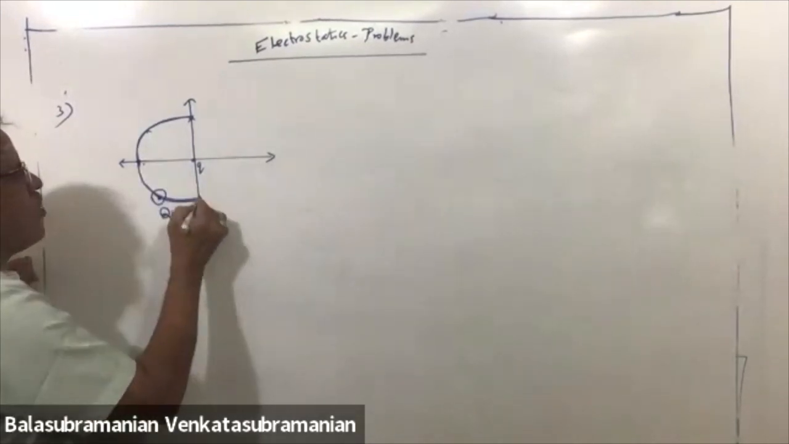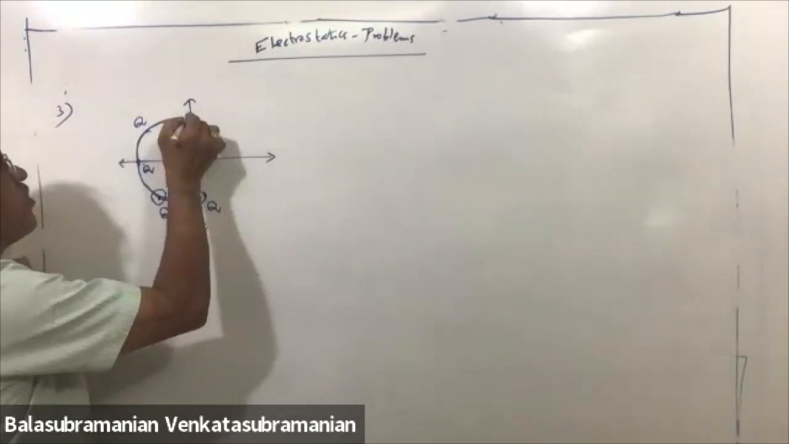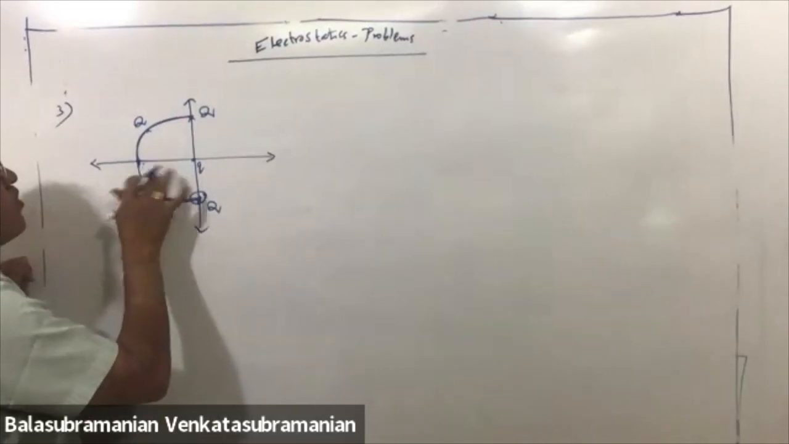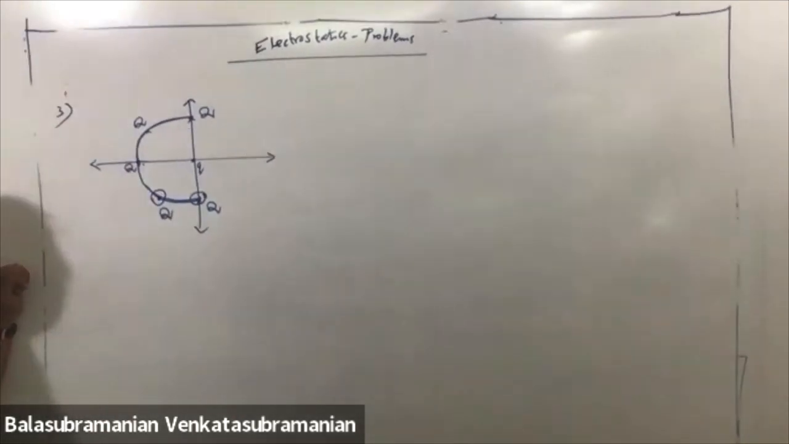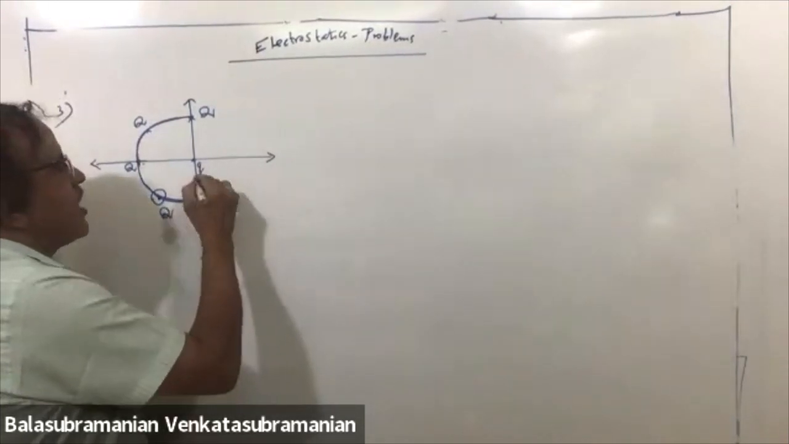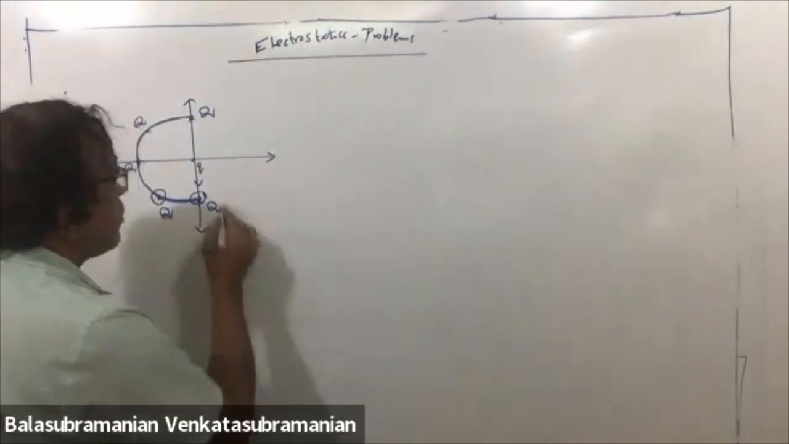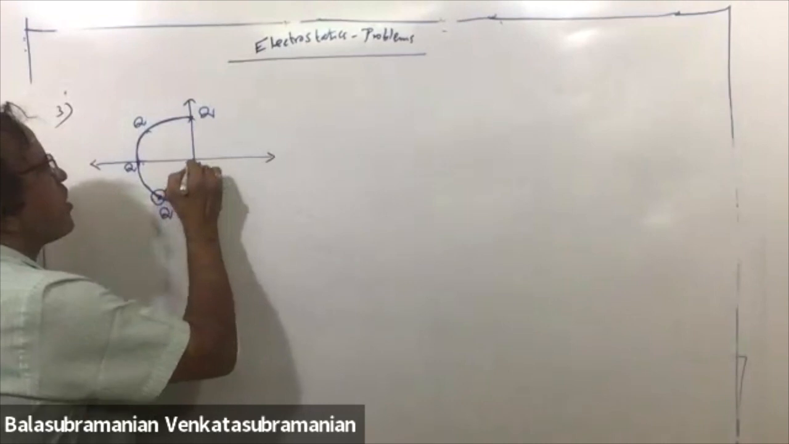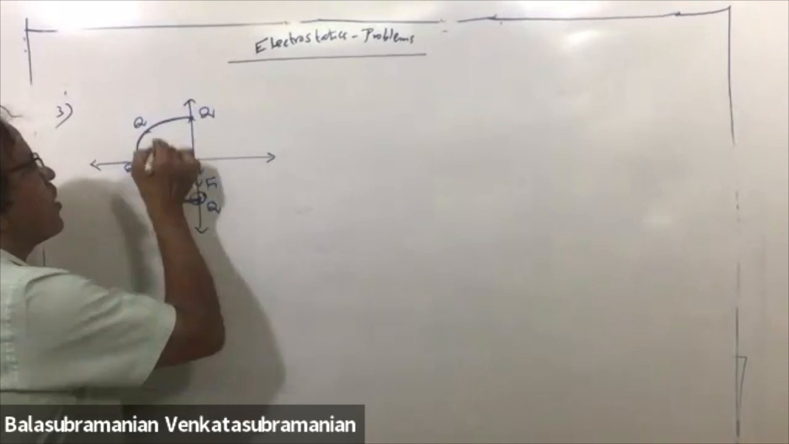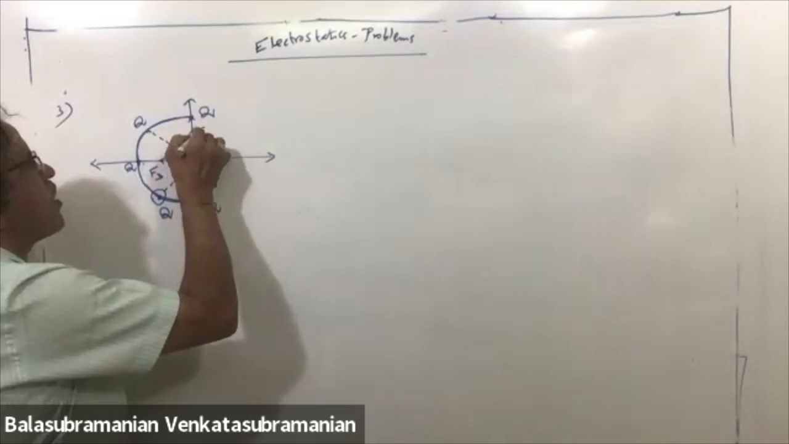Q, Q, here also Q. Five charges. Definitely between these two charges, the directions of force, both are positive, so repulsive force, F1. Similarly here, F2. Here, F3. Here, F4. And here, F5.